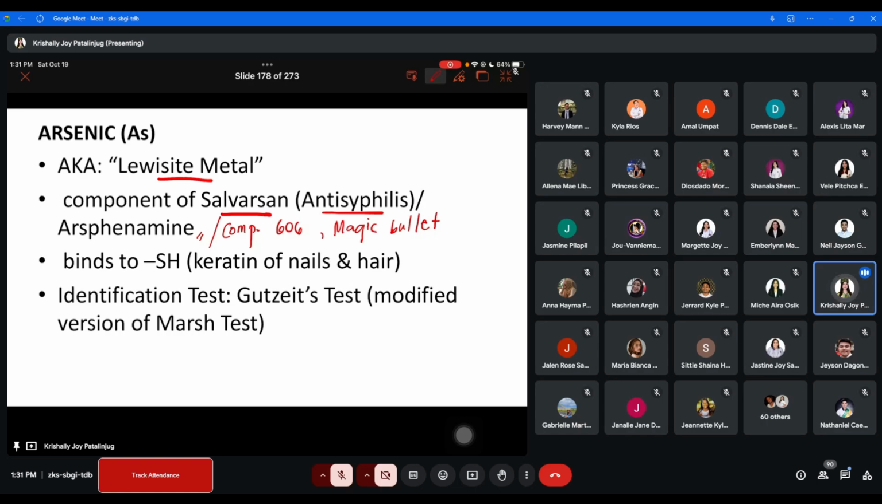Anti-syphilis. Ginagamit siya for the treatment of syphilis. Syphilis is caused by Treponema pallidum, di ba? Treponema pallidum. Okay? So, yan yung causative agent. Ginagamit siya before as anti-syphilis, pero hindi na.